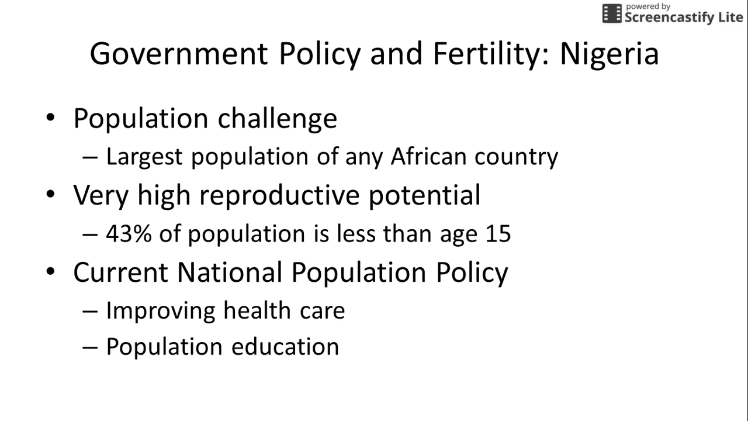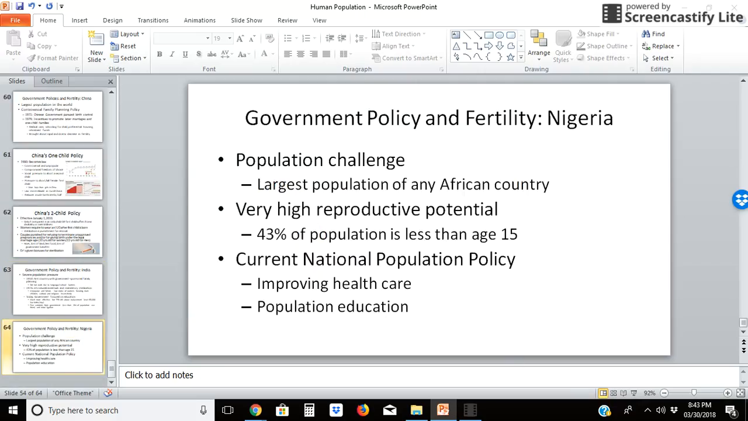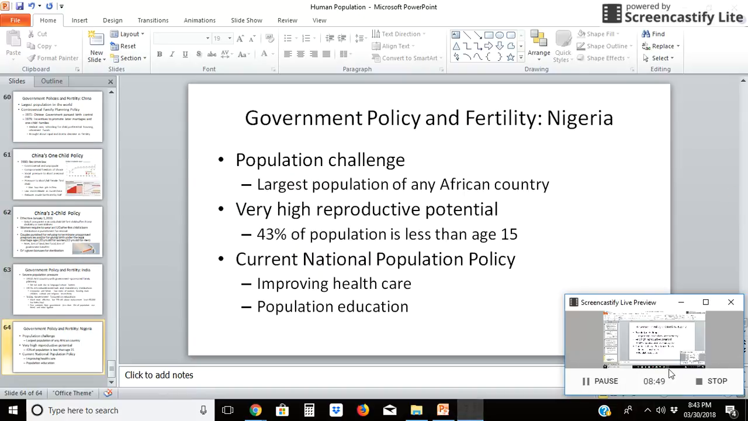And finally, in Nigeria, this is the largest population of any African country, and they have a very high reproductive potential because a lot of the population is less than 15 years of age. As they age up, they'll come into their reproductive years. And so their national population policy is actually through education and improving healthcare. And that concludes our PowerPoint.